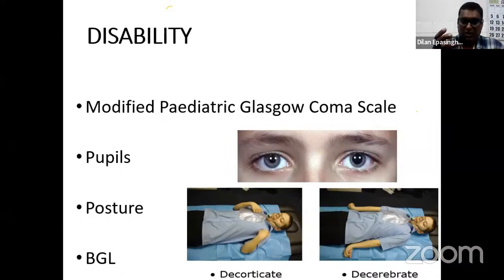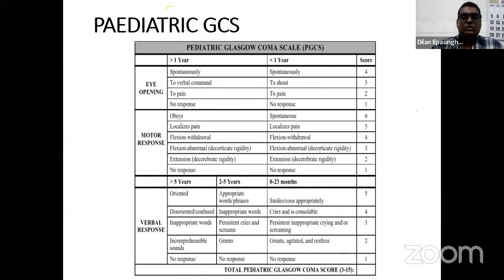It's very important to know that there are two types of Glasgow Coma Scale for pediatrics: less than 5 years and more than 5 years. Less than 5 years is further divided into 2 to 5 years and less than 2 years. They have different GCS charts, so you have to work according to the patient's age. Otherwise, you will get false details about GCS.